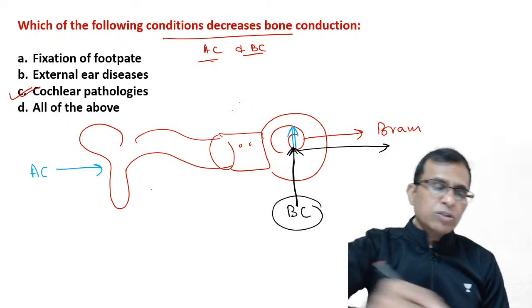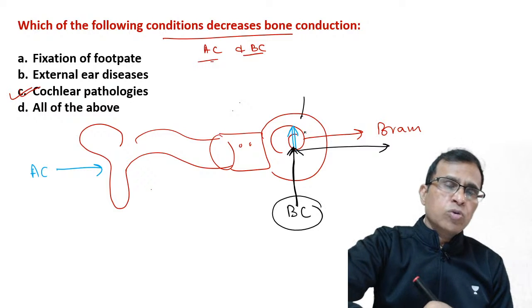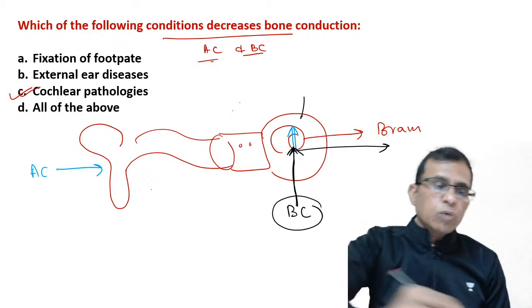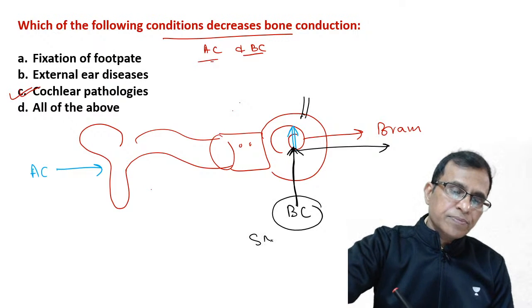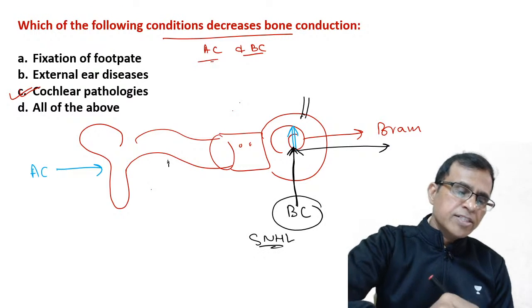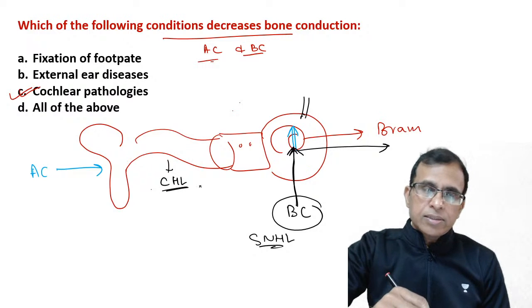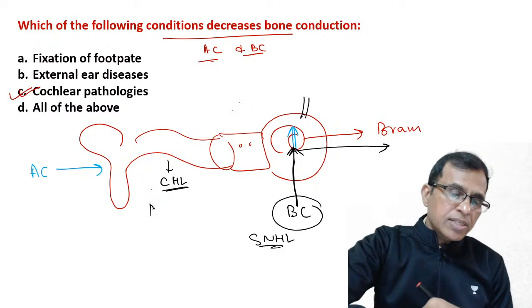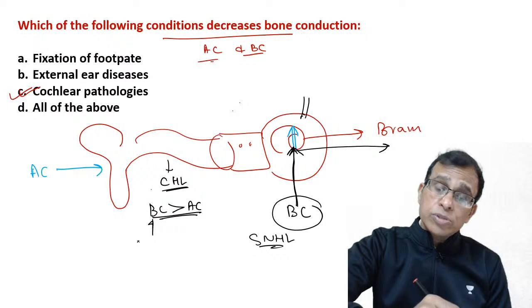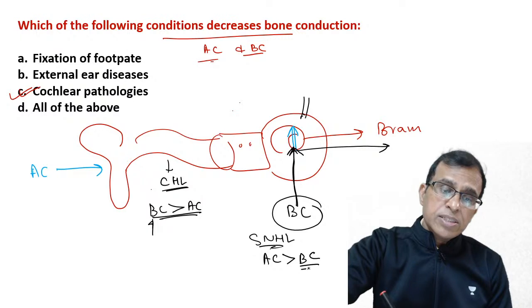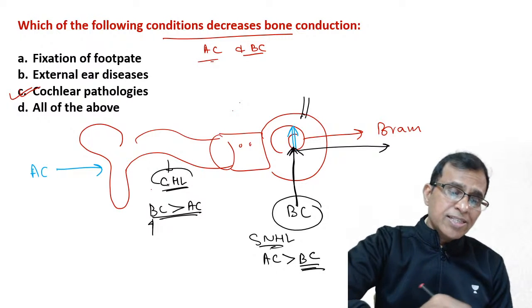So when there is a cochlear pathology, BC will reduce. If there is no cochlear pathology, BC will be normal. When there is cochlear pathology, it is SNHL, isn't it? If it is middle ear disease, yes, CHL. Right? In CHL, BC is more than AC. Remember, in tuning fork tests, BC is more, not reduced. In SNHL, AC is more than BC because BC is reduced. So in CHL, BC is better than AC.